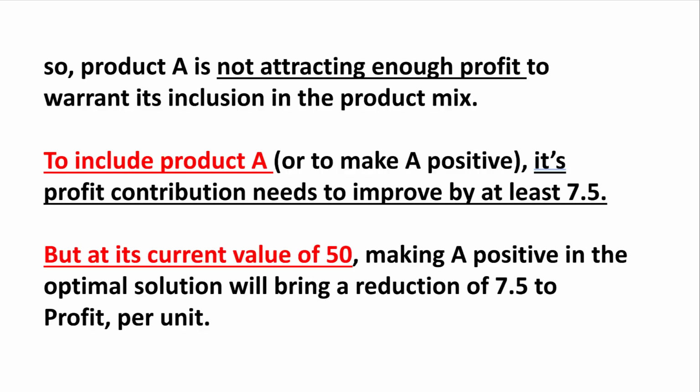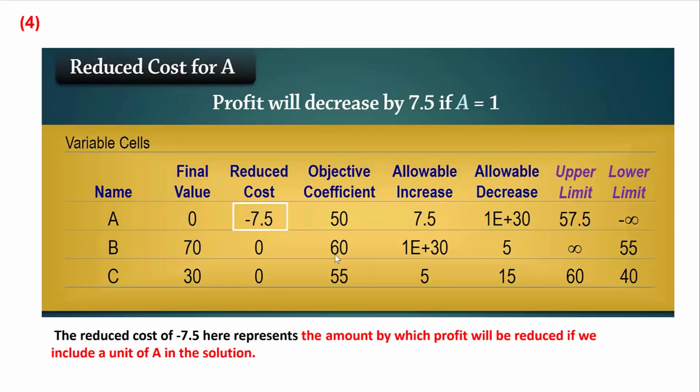For more explanation, product A is not attracting enough profit to be included in the product mix. To include product A, or to make A positive instead of 0, its profit contribution needs to improve by at least 7.5. But its current value, as we know, the objective coefficient or unit profit for A, is 50.